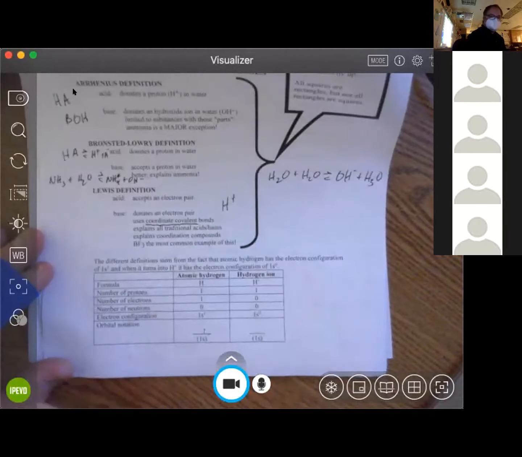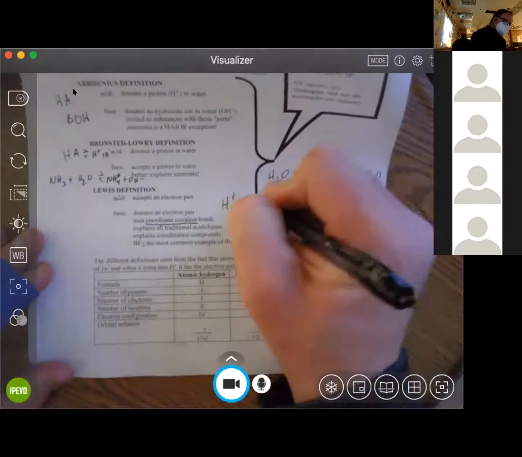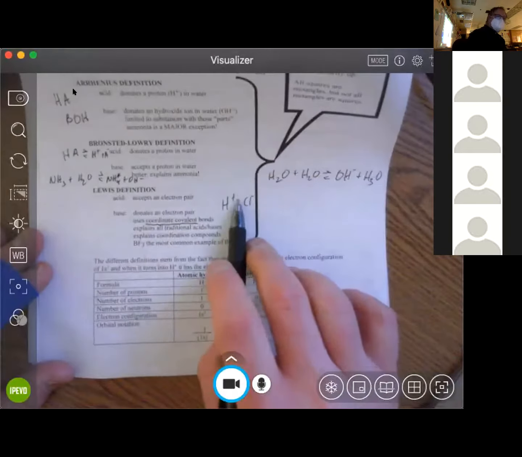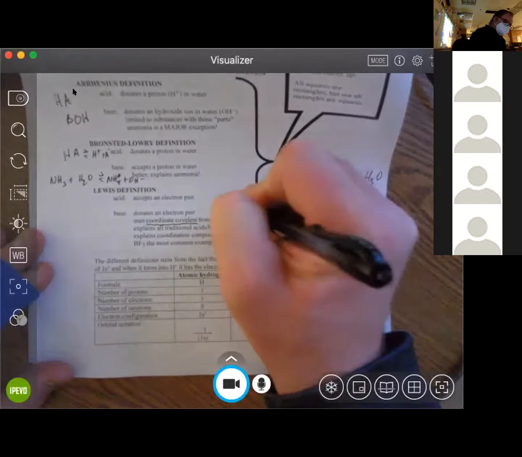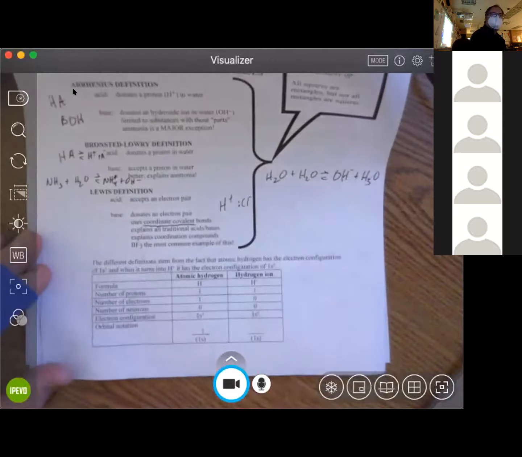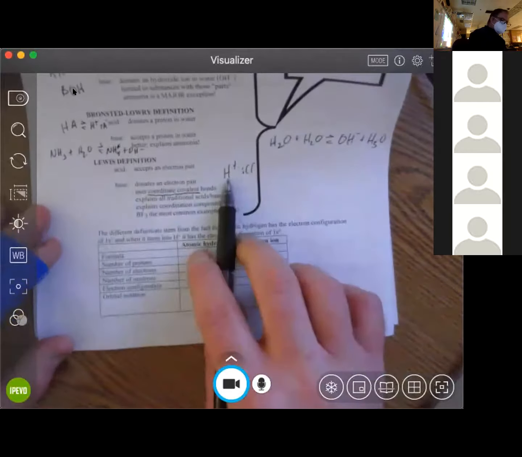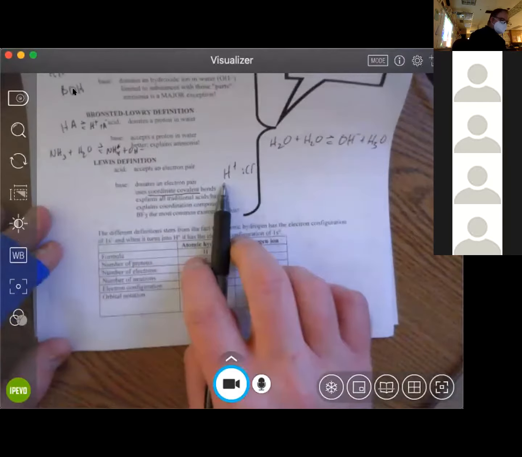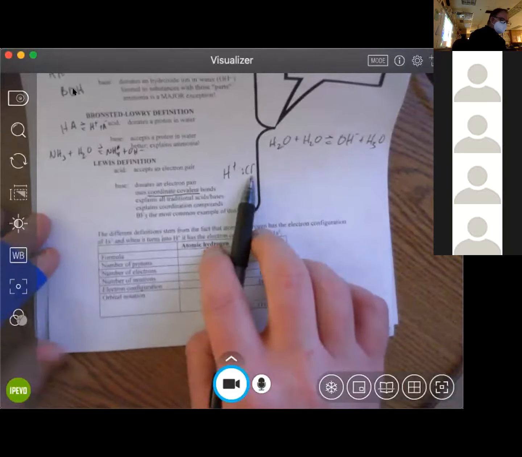Well, let's say it's Cl minus, right? Cl minus has the electrons to actually donate to the H plus to make a bond between those. So there we have electron pair acceptor and electron pair donor.